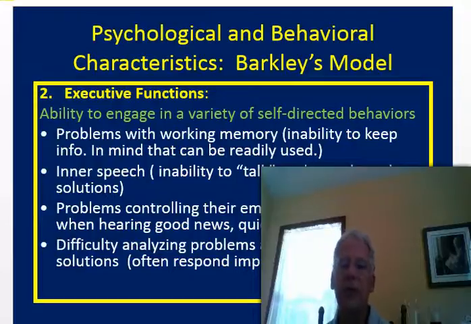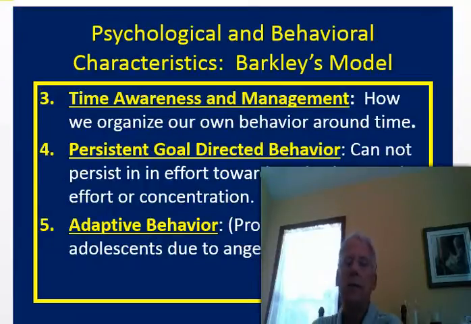Again, with executive functions, you can go ahead and read this. Those who have ADHD have problems in this particular area. And on page 59, time awareness, persistent goal-directed behavior, and adaptive behavior. So these tend to be the psychological or behavioral characteristics that really define whether someone does or does not have ADHD. You would take these categories, line them up, and then most of the assessments, the observations, the rating scales, those kinds of things will line up with these categories.